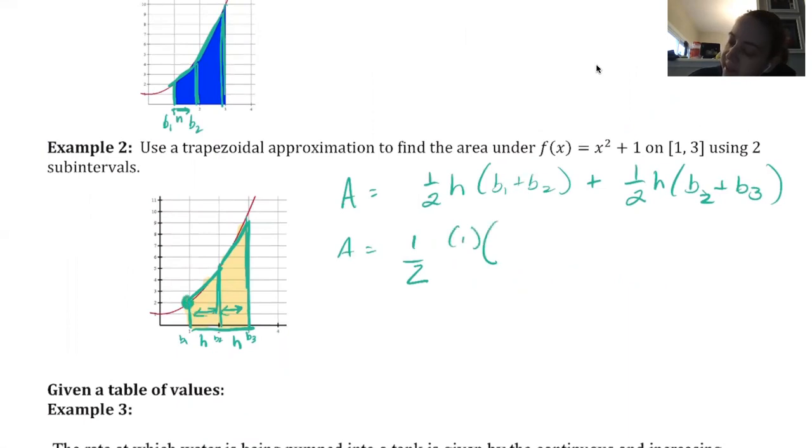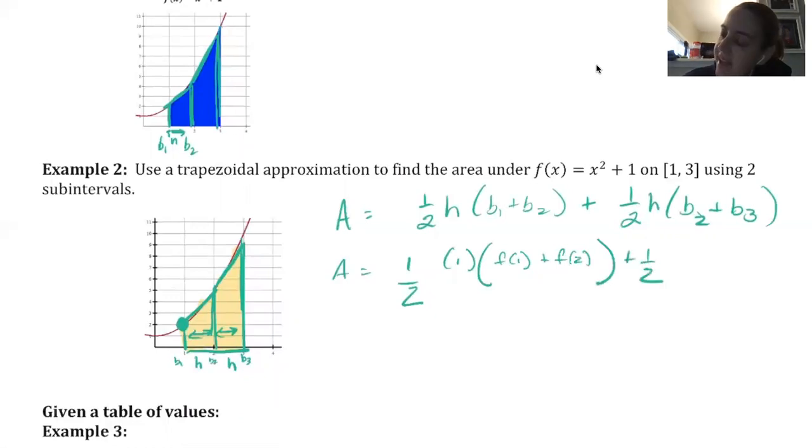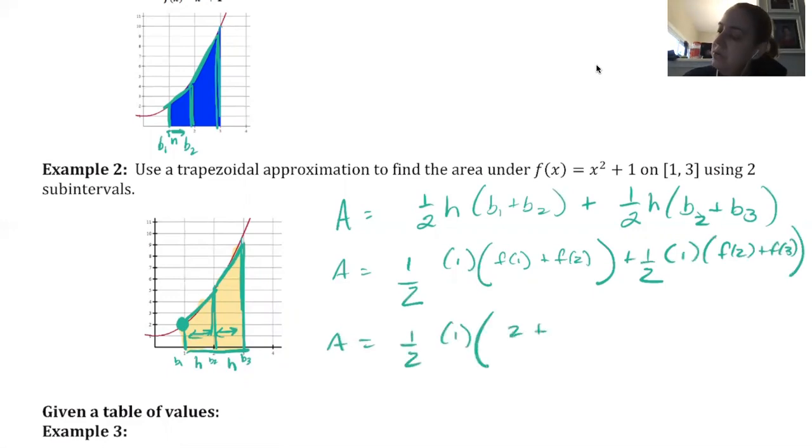Base 1 is this y value here. So this is going to be f of 1. Base 2 is f of 2. 1/2 that height again is really the width between the slices. It's my trapezoid on its side. And this is going to be f2 plus f3. So 1/2, 1. F of 1, 1 squared is 1. This is 2. F of 2, 2 squared is 4. This is 5 plus 1/2 times 1. This is 5, and 3 is going to be 10.